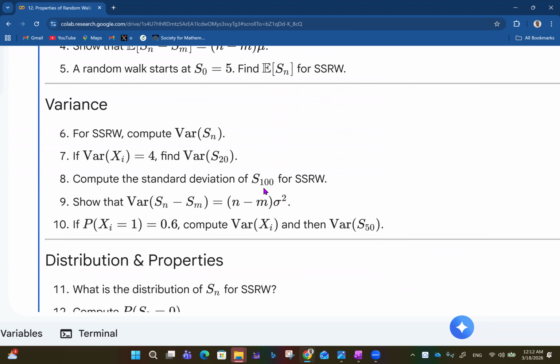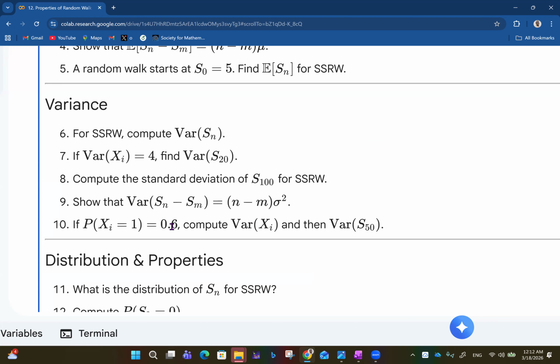Compute the standard deviation of S100 for SSRW. So the variance, standard deviation, that's just square root of 100, which is 10. And that's it. Then for variance of Sn minus Sm, of course, we know that the variance of Sn is n sigma squared. Variance of Sm is m sigma squared. And we just factorize sigma out and we have all of that.